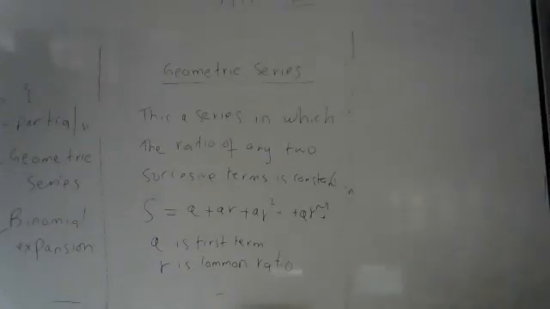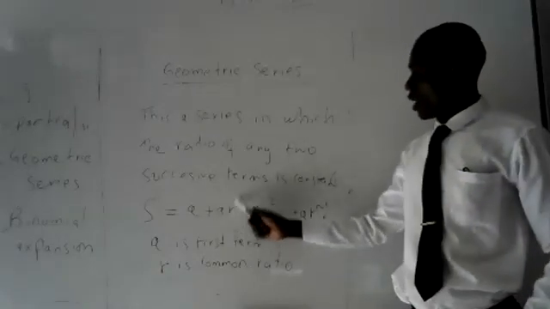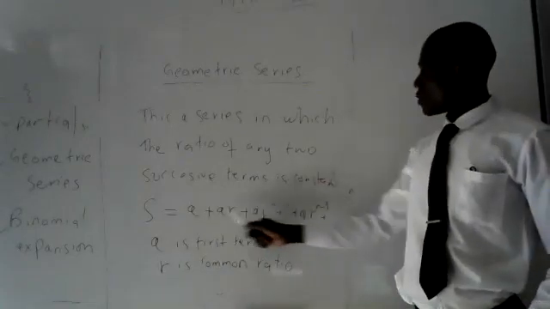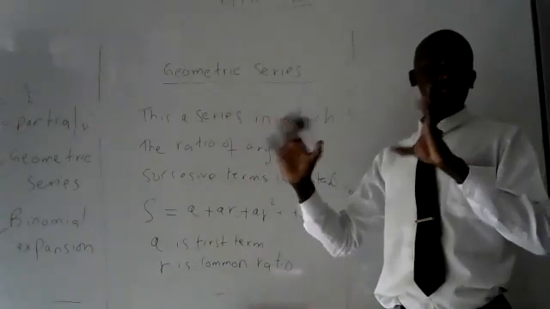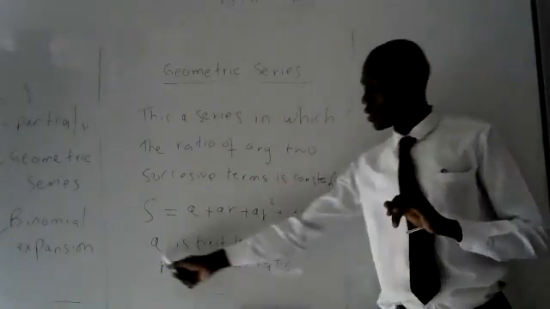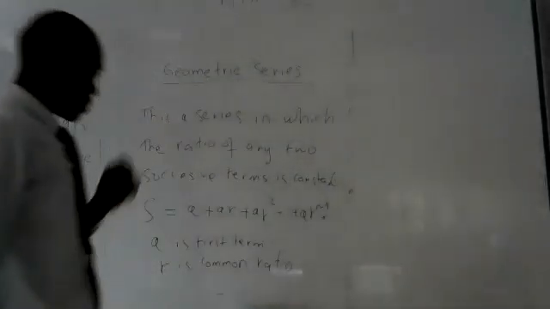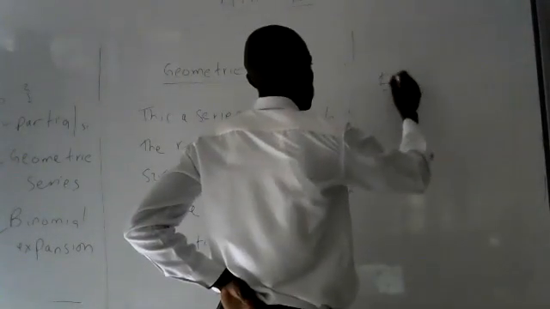So you notice that if you find the ratio of any two terms here, for example, ar divided by a will give you r. Ar squared divided by ar will give you r. So any two terms which follow each other, the ratio of them is always r. That's what we're calling the common ratio. Okay, so let's see an example of a geometric sequence, a sequence in which there's a constant ratio. I'll give you a very simple example.